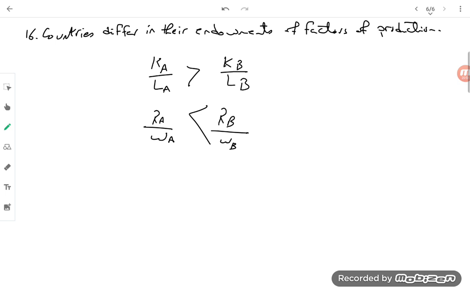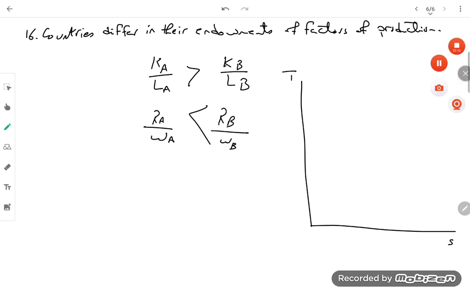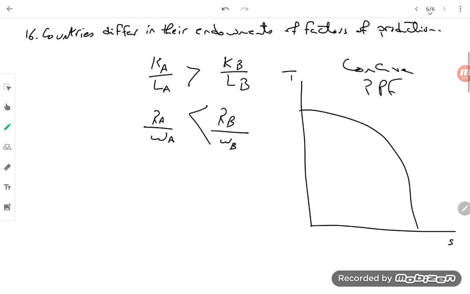As countries differ in their endowment of factors of production, this can be illustrated graphically by a concave PPF instead of a straight line PPF. So this assumption means that we are going to deal with a concave PPF instead of a straight line PPF.